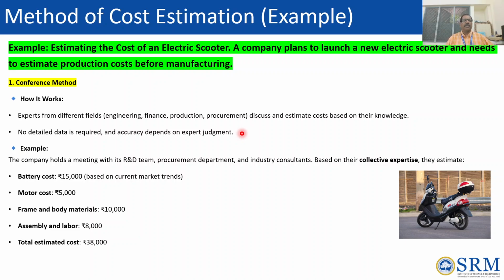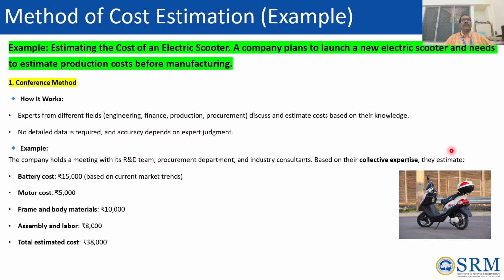Okay. Consider an example: estimating the cost of an electric scooter. Yes, an electric scooter. A company plans to launch a new electric scooter, and it needs to estimate the production cost before manufacturing. So a company planning to produce an electric scooter wants to launch it, and they need to estimate the production cost beforehand.